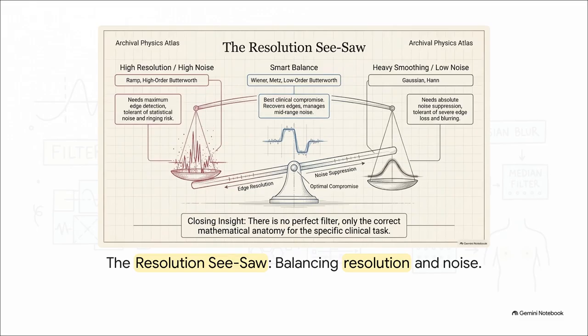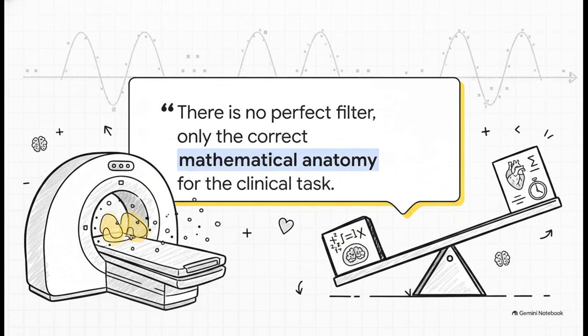On the flip side, you have heavy smoothing, using a Gaussian or a Hann filter. You get absolute noise suppression, but you're forced to tolerate severe edge loss. The smart balance, using the Wiener, METS, or a low-order Butterworth, lives perfectly at the fulcrum, recovering edges while perfectly managing that mid-range noise. So, the big takeaway today is clear.